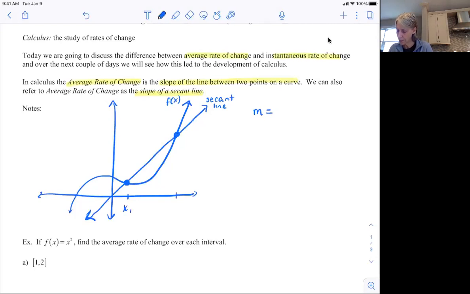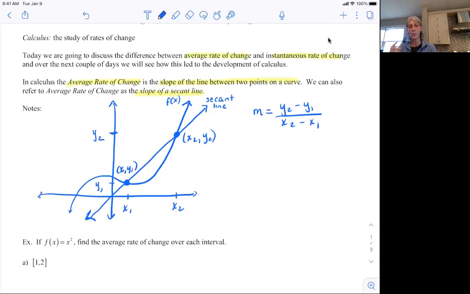We can find the slope using our slope formula. For each of these points, x1, y1 and x2, y2, if we set up our slope formula, y2 minus y1 over x2 minus x1, we get the slope of the line. Therefore, we get the average rate of change.